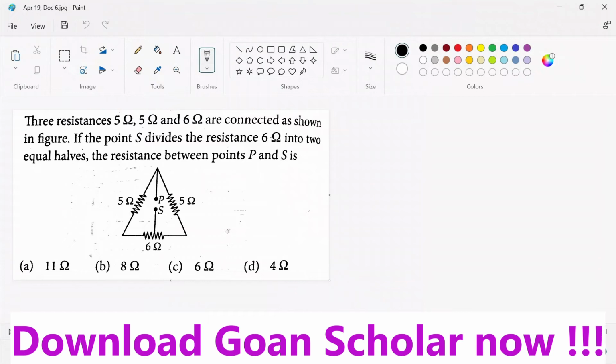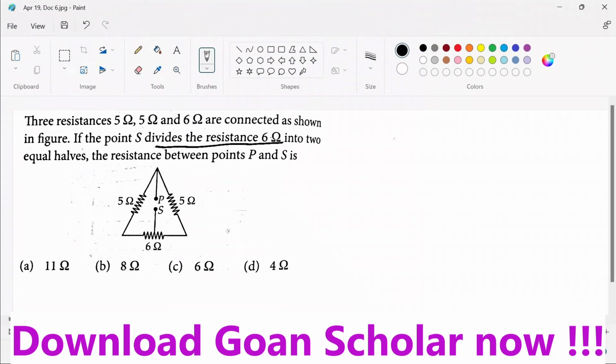The 6th one says there are 3 resistances, 5 ohm, 5 ohm and 6 ohm, connected as shown in the figure. If the point S divides the 6 ohm resistance into 2 equal halves, the resistance between points P and S is? So what we will do here is we'll just open this and see how it will look if we open this.